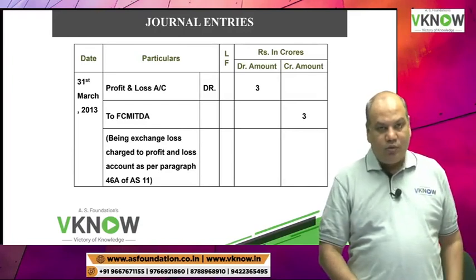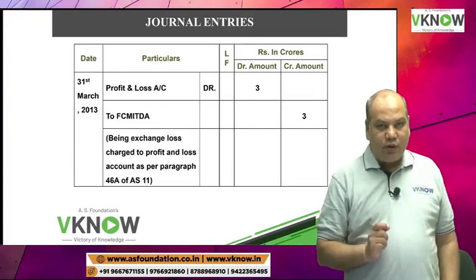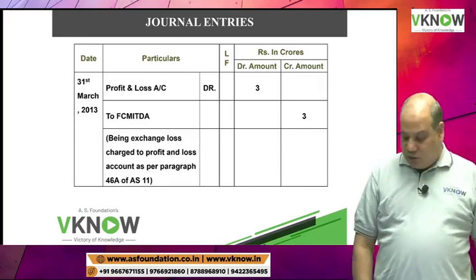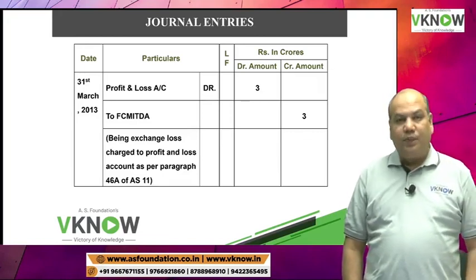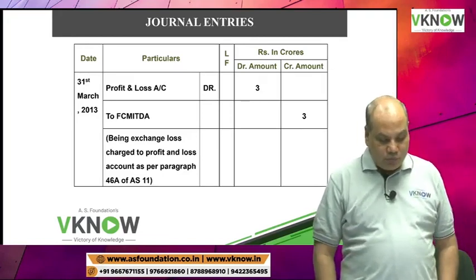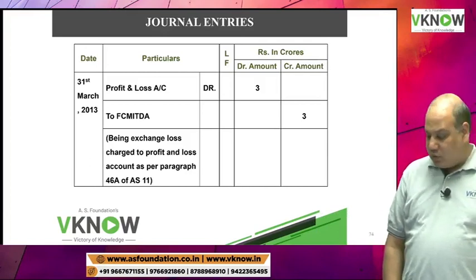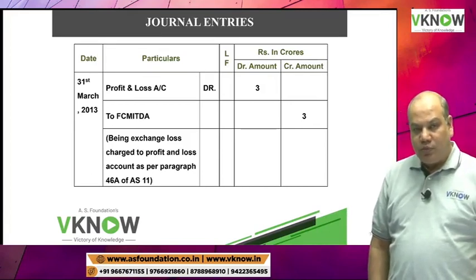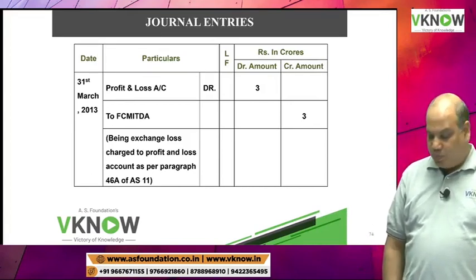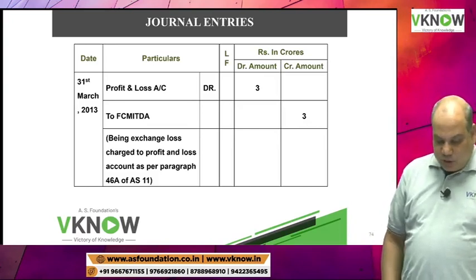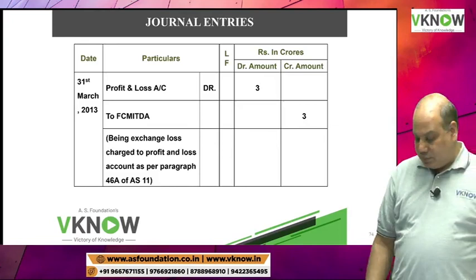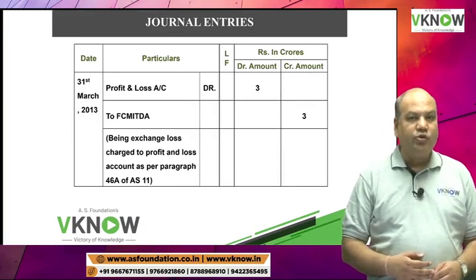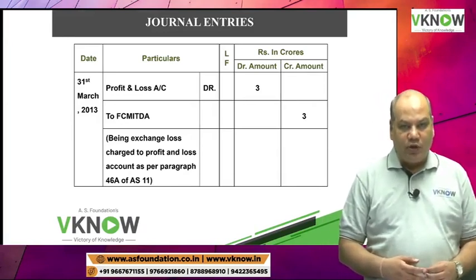So the entry will be now 31st March 13, P&L account debit 3, all these figures are in crore, to FCMI TDA account 3, being exchange loss charged to P&L account as per para 46A.